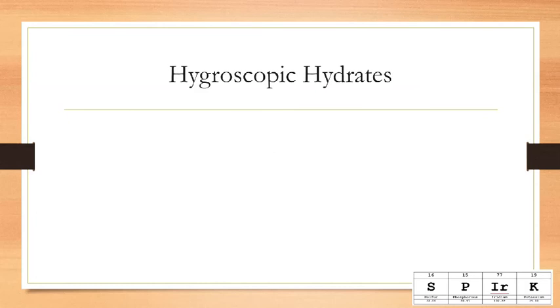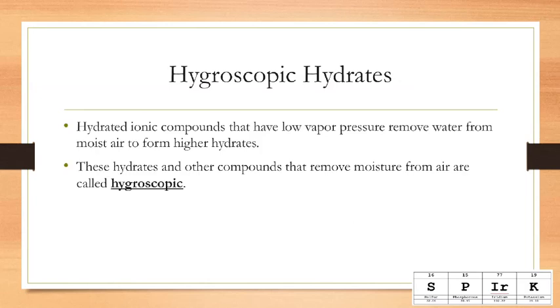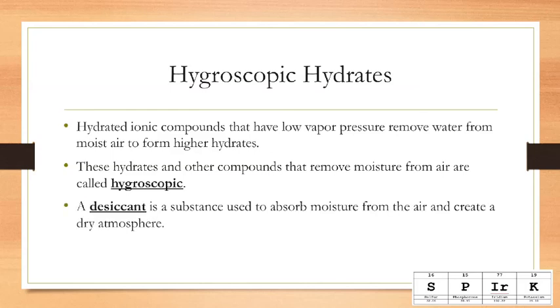Hygroscopic hydrates. Hydrated ionic compounds that have lower vapor pressure actually remove water from moist air to form higher hydrates. These hydrates and other compounds that remove moisture from air are called hygroscopic. A desiccant is a substance used to absorb moisture from the air and create a drier atmosphere. So a desiccant is hygroscopic.